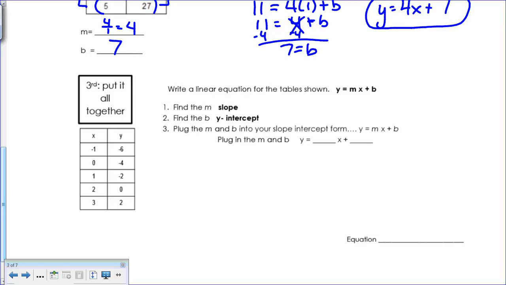Now look at the third example. Putting it all together, it says we have to find the slope. So let's find the slope first. Well, all these guys, nicely for us, are going up by 1, right? And all these guys, do we have a constant rate of change here? 2's, right? So our slope is 2, right?